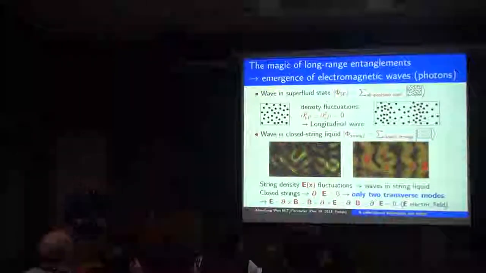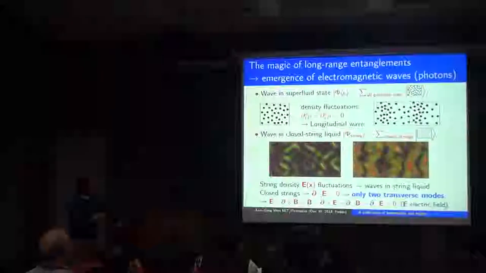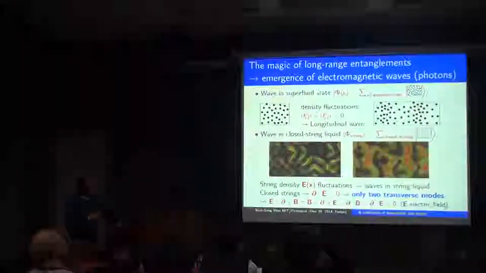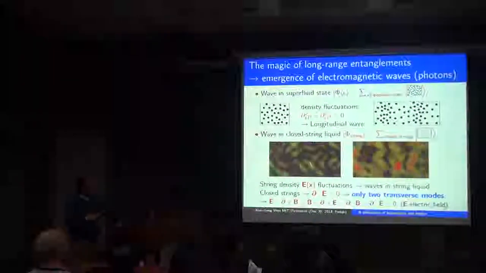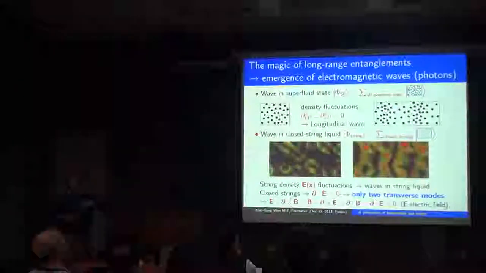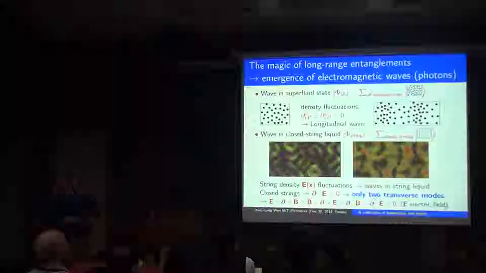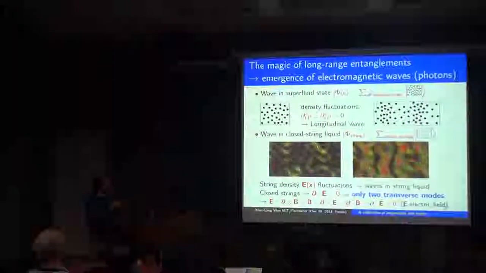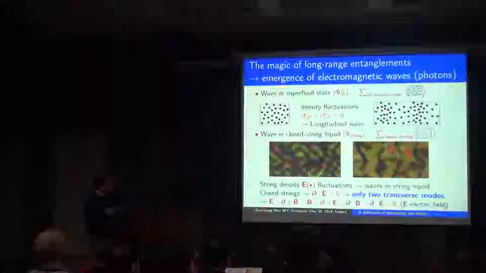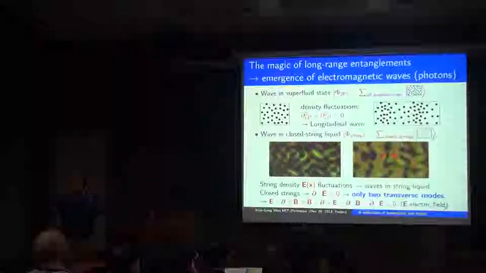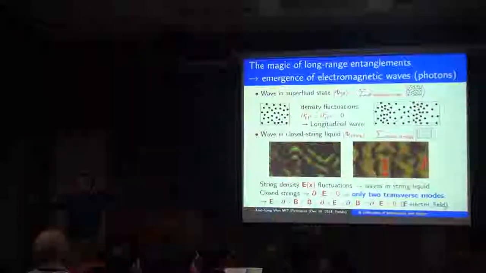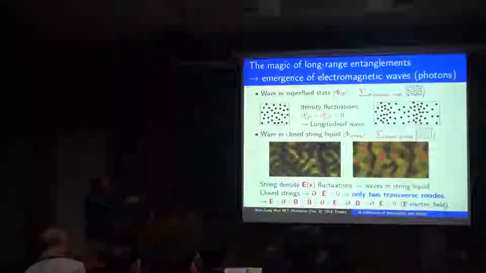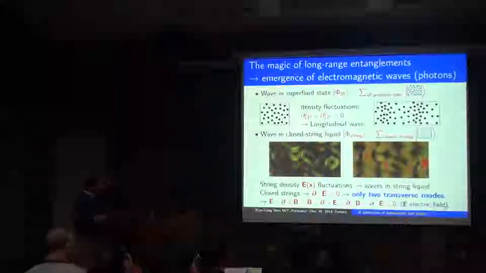How? Here I try to explain why the long-range entanglement of a string liquid can explain the existence or origin of the electromagnetic wave. Electromagnetic waves actually come from this kind of string liquid. So let's look at the superfluid first. The superfluid actually is not a string liquid, but a particle liquid. It's a superposition of all positions of particles. So the superfluid wave function is a superposition of all particle configurations.